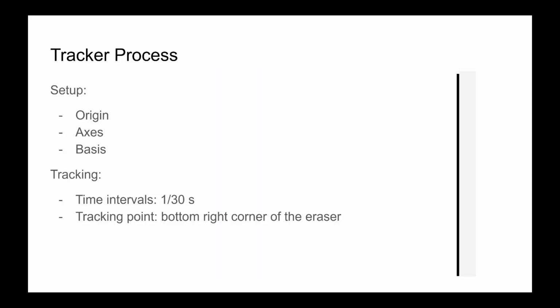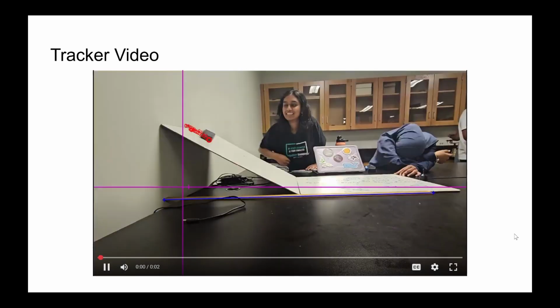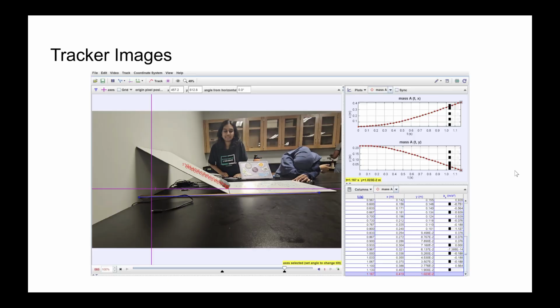And so the setup for the tracker, I uploaded the video, and then the origin was where the table met the wall. The axes, so positive x is to the right and positive y is going up. The basis was based off of the meter stick in the video, and the time intervals were 1/30th of a second. And the point I tracked was the bottom right corner of the whiteboard eraser. So this is what the video looked like through the tracker. And this is the still image and the data and the graphs found through the tracker.